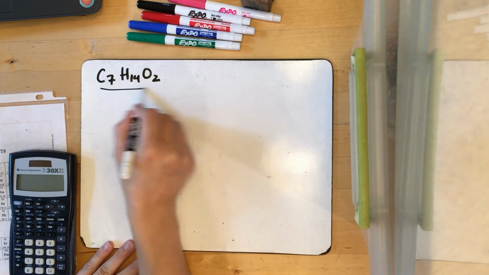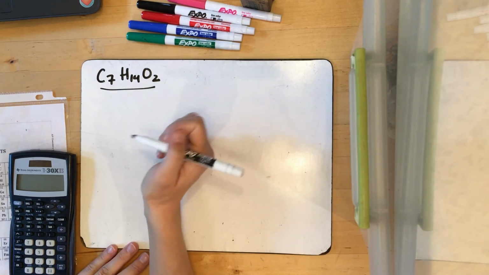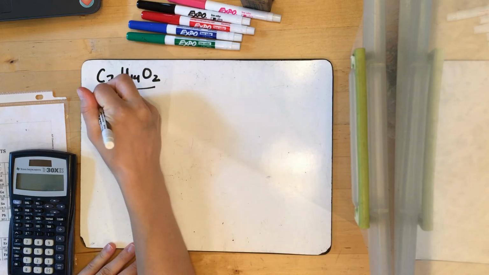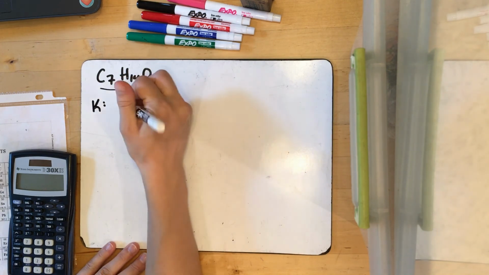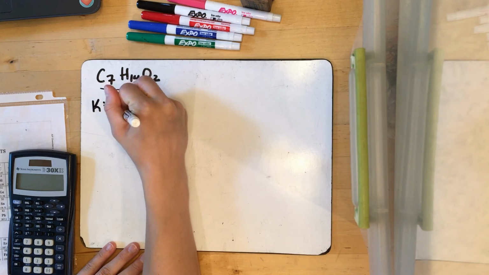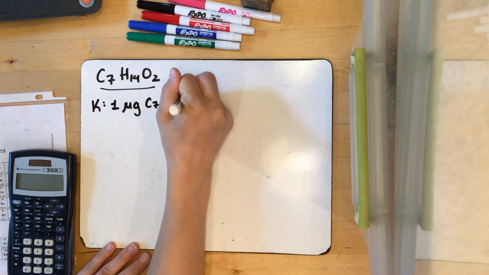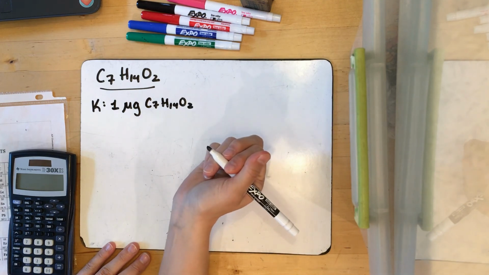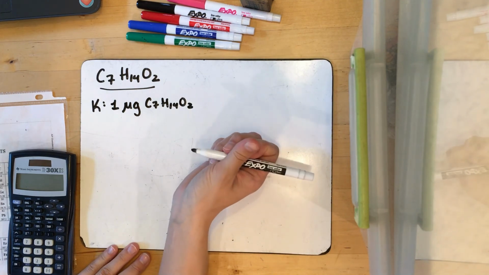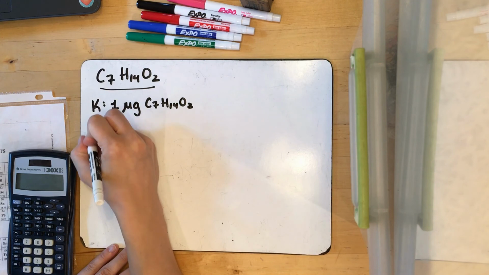Okay, so we have our compound C7H14O2, and we're dealing with 1 bee sting, which is about 1 microgram. The first question asks us how many molecules are present in the bee sting.